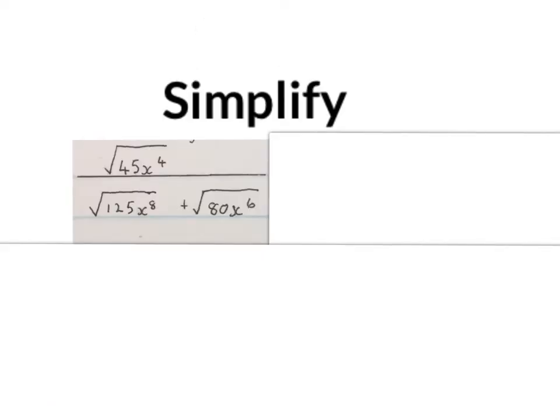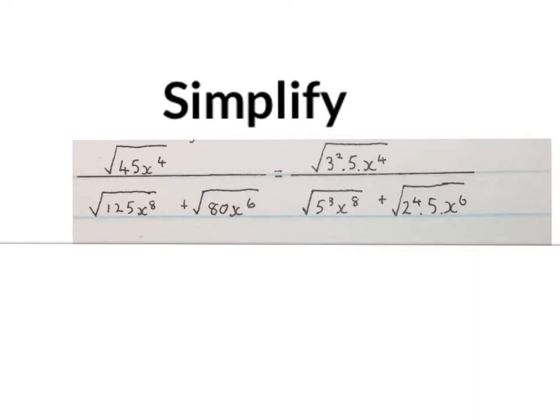Right, here is our second last problem. It says simplify this. The first thing I usually do is I prime factorize the numbers under the square root. That 45 becomes 3 squared times 5. 125 becomes 5 cubed, and 80 becomes 2 to the power of 4 times 5. The rest stays underneath each of the square roots.